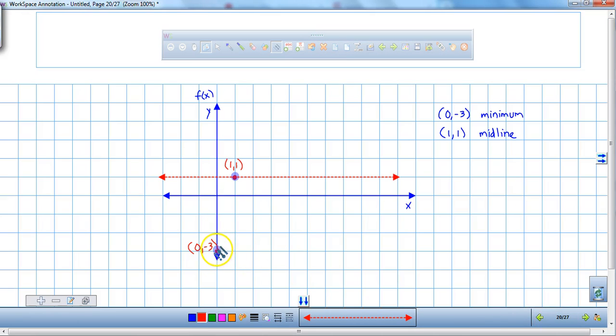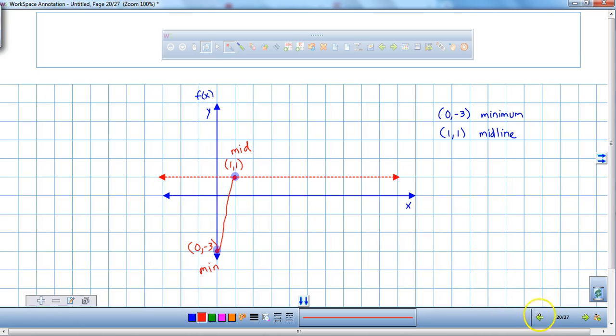Our problem starts at (0, -3), and it goes up to (1, 1). So basically, you're starting right here, and it's starting to go up, up, up, up. But right there, it's only going to its midline. It's not gone to the maximum yet. We're going from the minimum point to right here, its midline.